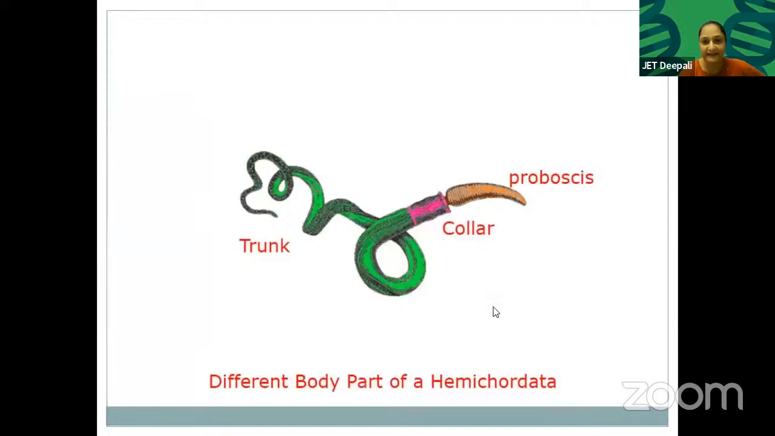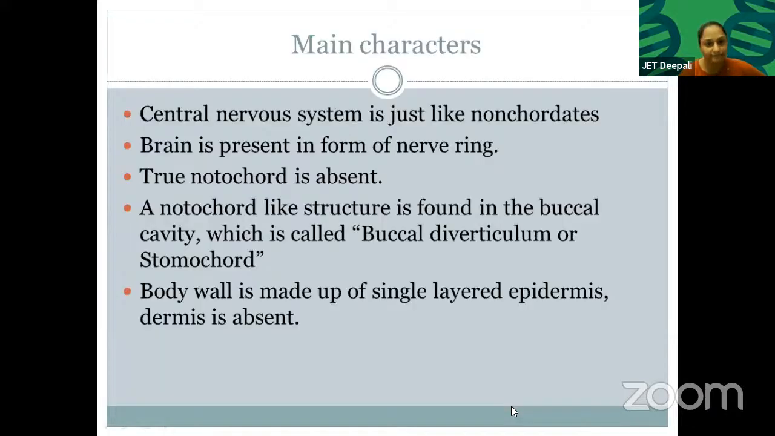Okay, you can see here proboscis, collar, and trunk. Central nervous system is non-chordate type, means they have a double dorsal nerve cord. Nerve ganglia are there. Brain is present in the form of a nerve ring. They have only a solid double nerve ring. True notochord is absent. A notochord-like structure is found in the buccal cavity, which is called buccal diverticulum or stomochord. What is the buccal cavity? Buccal cavity is their collar part.